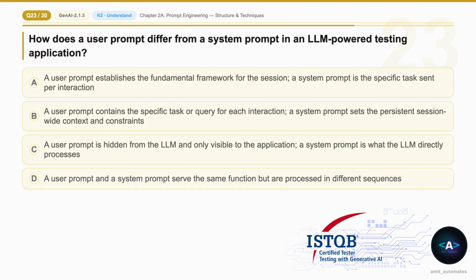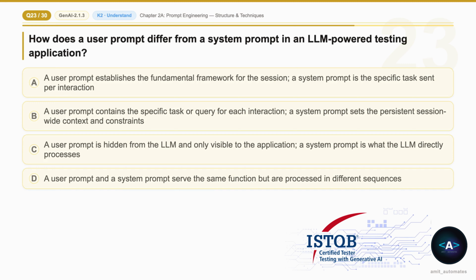Question 23. Learning Objective GenAI 2.1.3. Difficulty Level K2. How does a user prompt differ from a system prompt in an LLM-powered testing application? Your options are A. A user prompt establishes the fundamental framework for the session. A system prompt is the specific task sent per interaction. B. A user prompt contains the specific task or query for each interaction. A system prompt sets the persistent session-wide context and constraints.